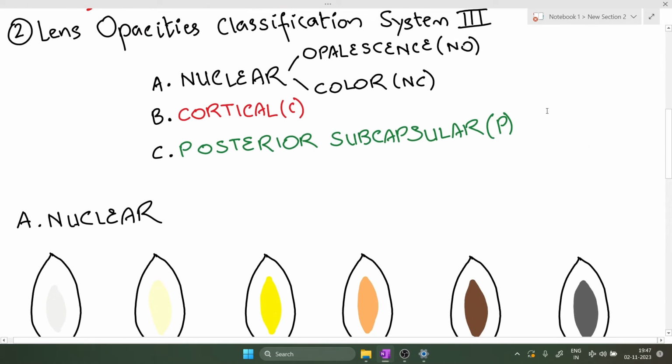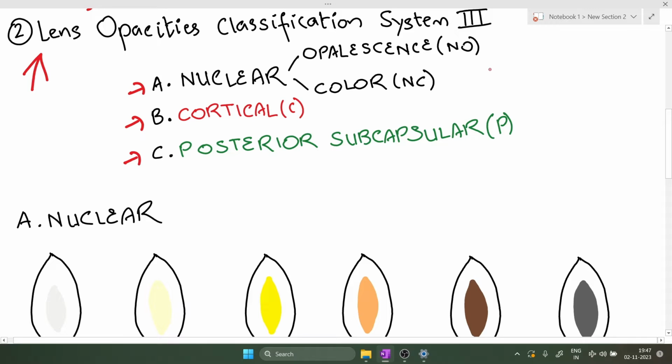Let us look at some objectivity which is introduced by the Lens Opacities Classification System 3. And what LOCS, that is the LOCS classification, does is it divides any cataract into three components. It describes the cataract in three components: a nuclear component, a cortical component, and a posterior subcapsular component. Now this is done because these are the three most visually significant and most common components of a cataract that are visually disturbing to the patient.